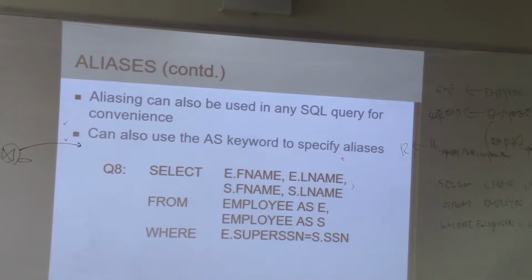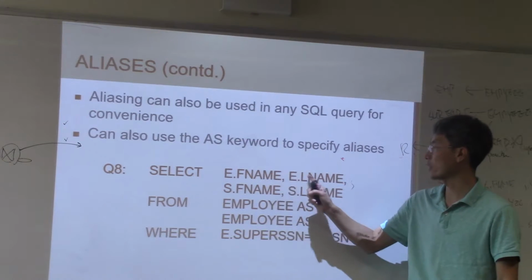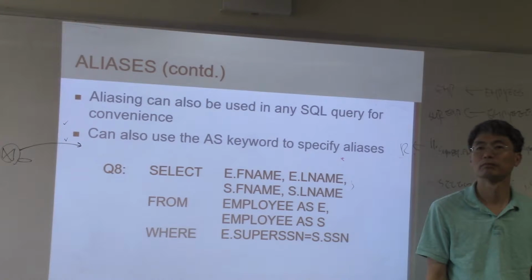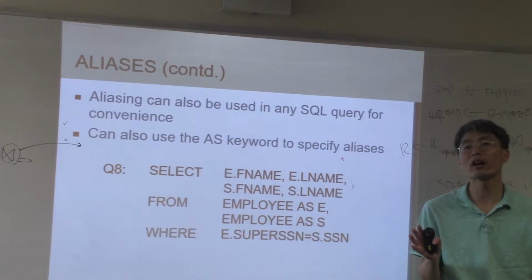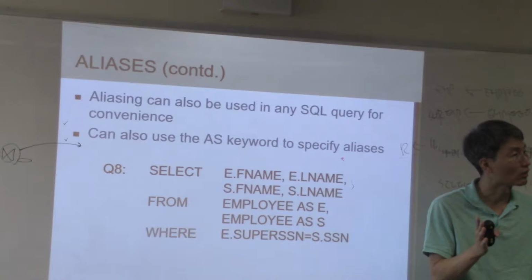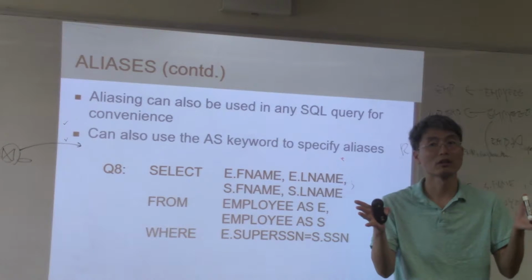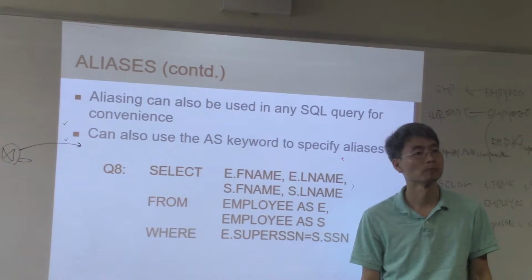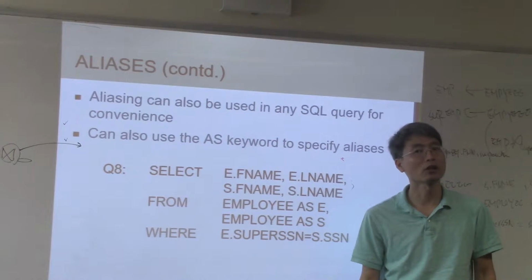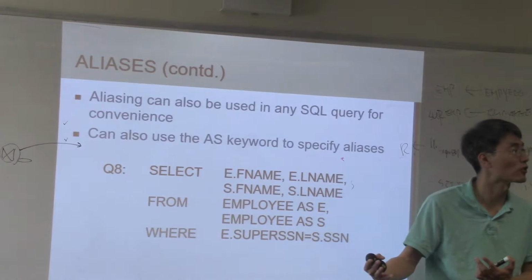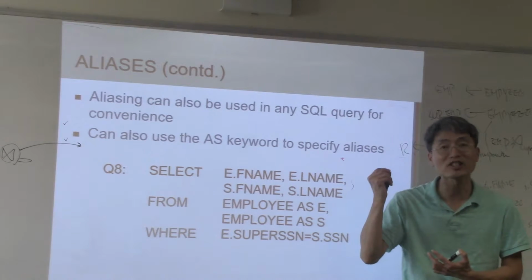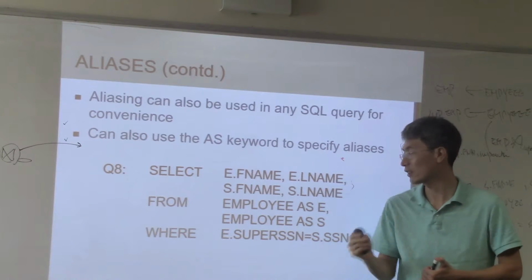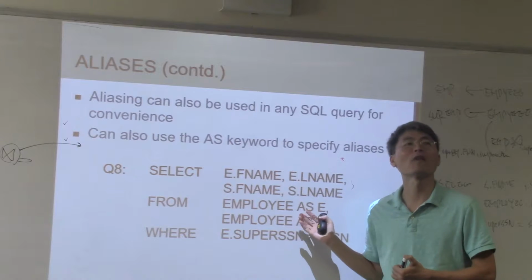Question: what if we change the order of attributes? Any error? No, it's not an error. Instead, it's just a different display. Okay, that's the only difference. What about changing the order of a table? In terms of output, no difference. It's the same thing. However, sometimes there is a huge difference in terms of performance.